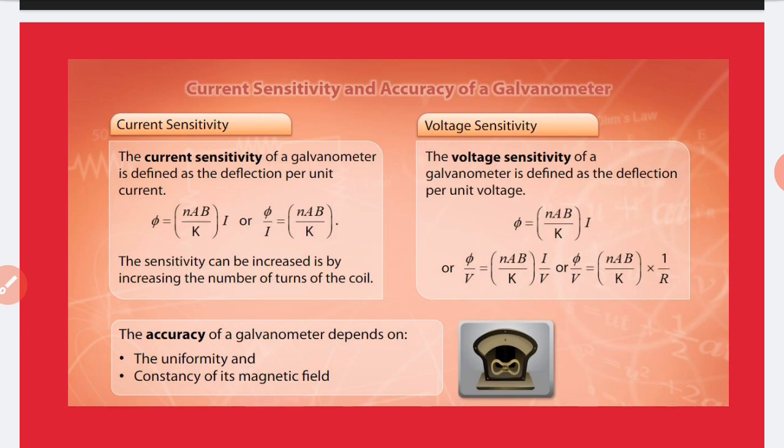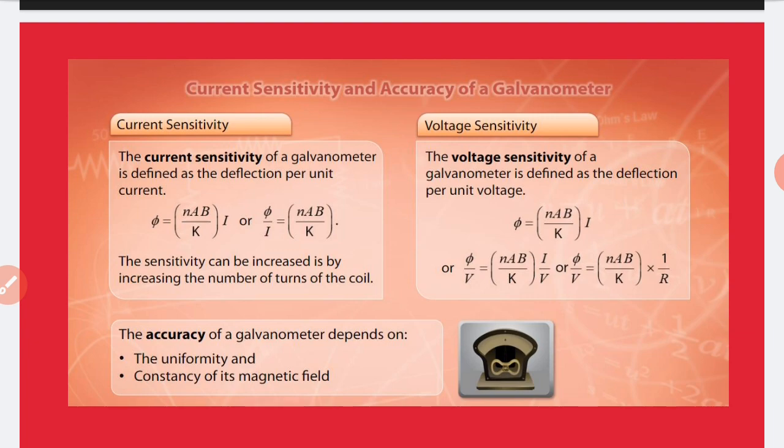The voltage sensitivity of a galvanometer is defined as the deflection per unit voltage, that is phi is equal to NAB by K into I, then phi by V, that is called voltage sensitivity, NAB by K into I by V, and V is equal to IR, then phi by V is equal to NAB by K into 1 by R.